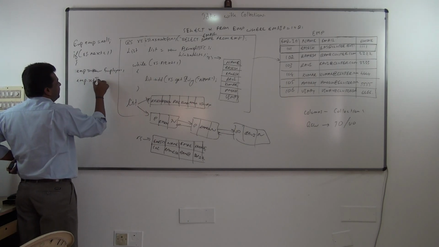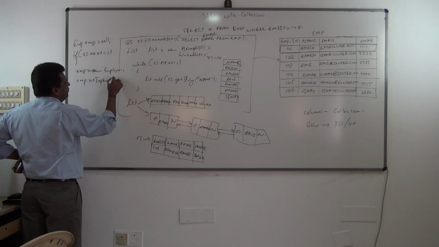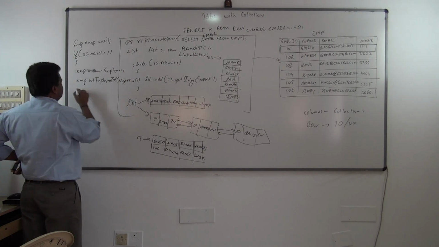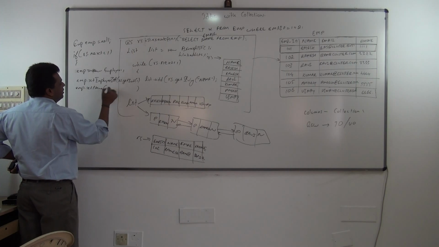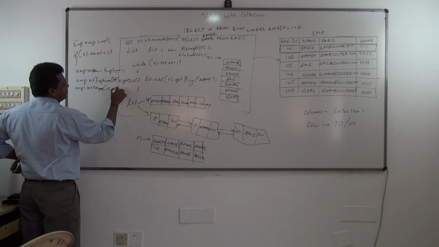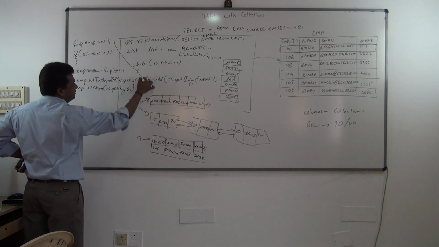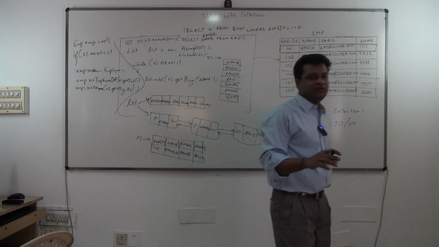EMP.setEmployeeID. Employee ID, what will you do now? rs.getInt of 1. As a sample I am writing employee.setName, rs.getString of 2, or you can go with the column name. I don't have space, that's why I am writing like this. Are you clear with this, sir? I'll code and show you now. So this is how we'll do it.